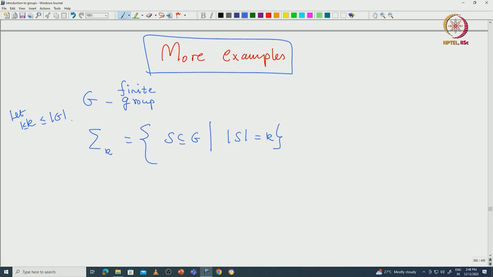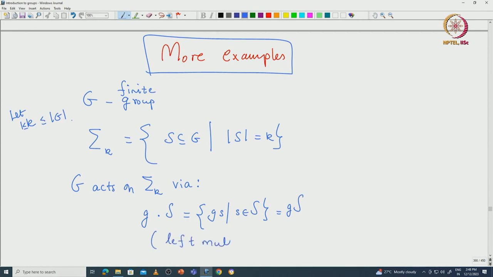Now we want to make G act on this sigma k, and there is this natural action given by left multiplication. So G acts on sigma k via the following formula. You take g and some S, and you send it to the following subset gS in capital S, which by definition is gS. So this is just given by left multiplication.